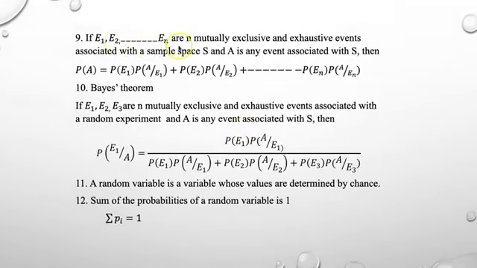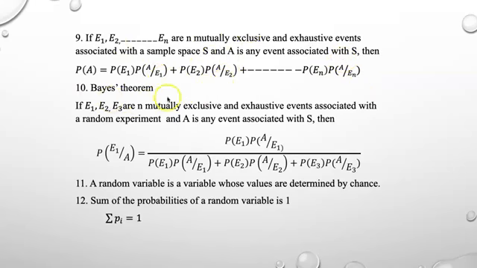Now if E1, E2, En are n mutually exclusive and exhaustive events associated with a sample space S, and A is any event associated with S, then probability of A is probability of E1 into probability of A given E1 plus probability of E2 into probability of A given E2, and you go on up to probability of En into probability of A given En. This is the total probability law.